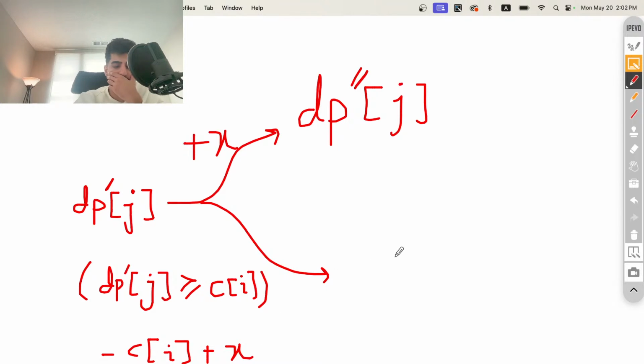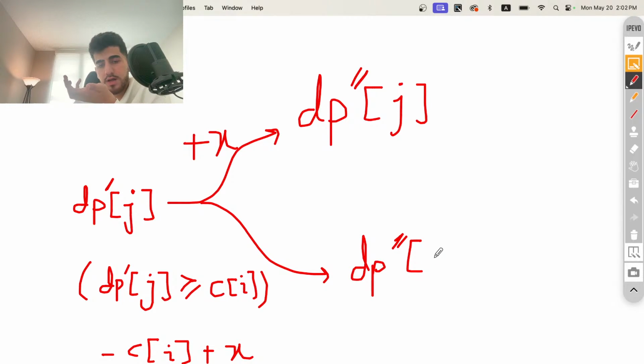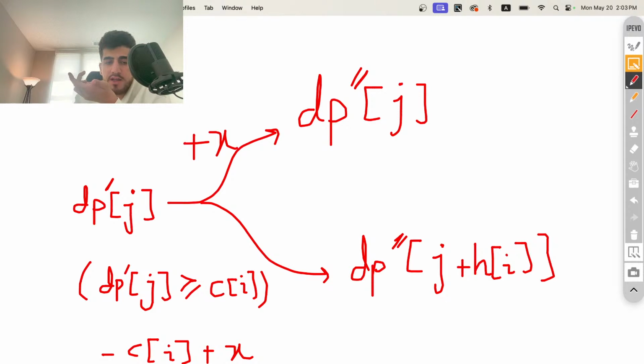So all I'm saying is that if this happens, I will go to dp second of j plus h i, because now my happiness will be increased by h i, and my money will be subtracted by c i and added by x afterwards. So this is my transition. This is the transition I'm going to have.